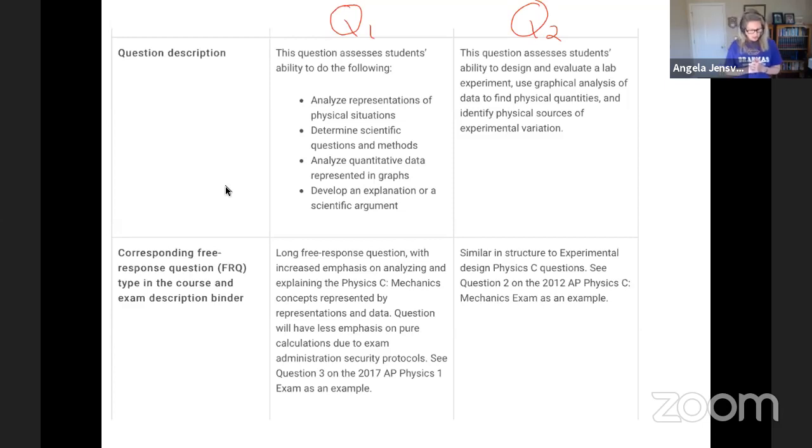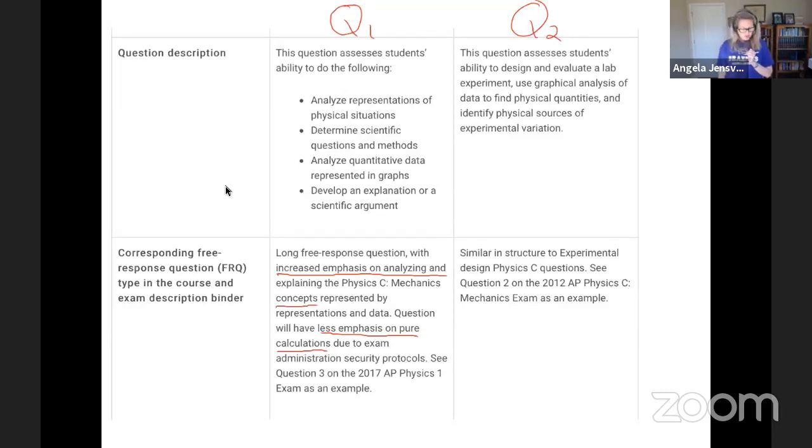So the first question assesses your ability to do these four things: analyze representations, determine scientific questions, analyze data that are in graphs, and develop an explanation. Okay, and then in terms of question 1, this is the longer one, and it says it has an increased emphasis on analyzing concepts. Okay, and it says less emphasis on pure calculations. Okay, so that's good to know.